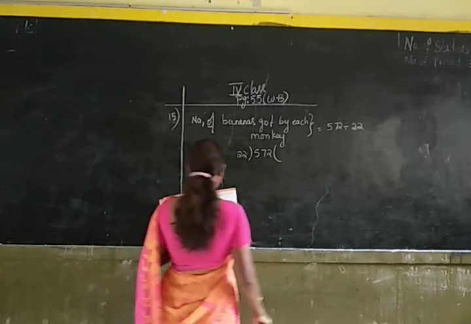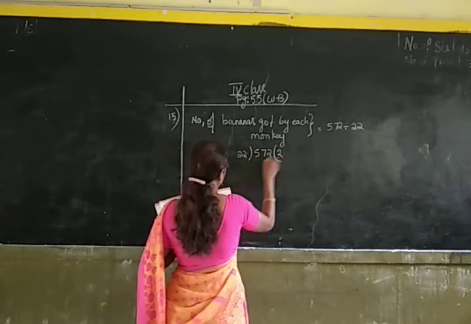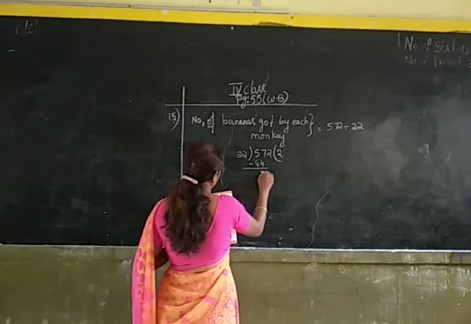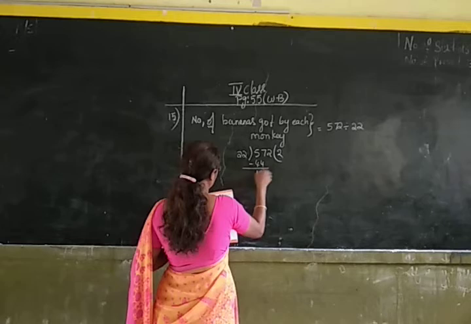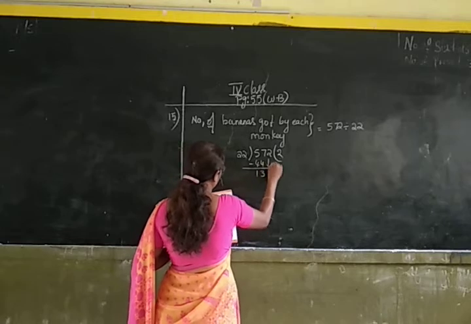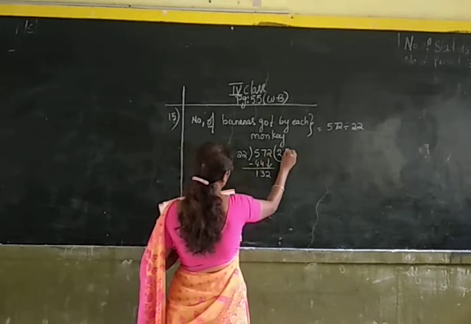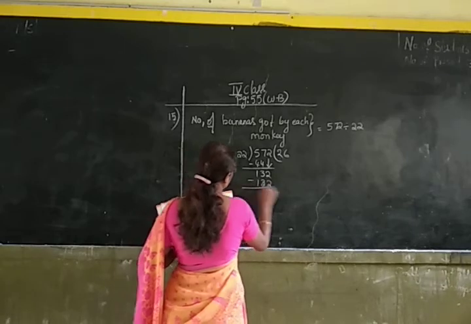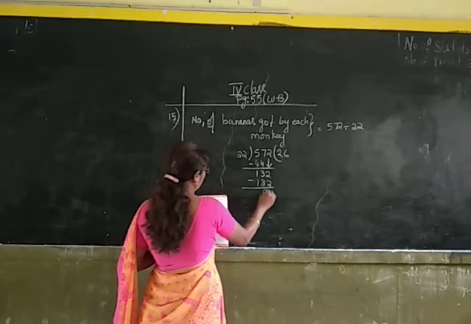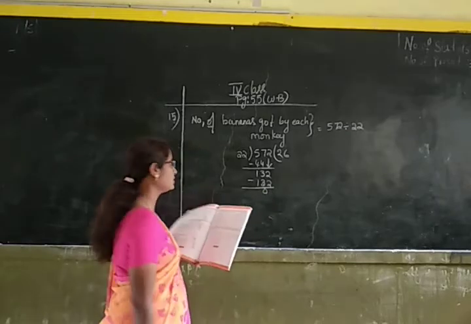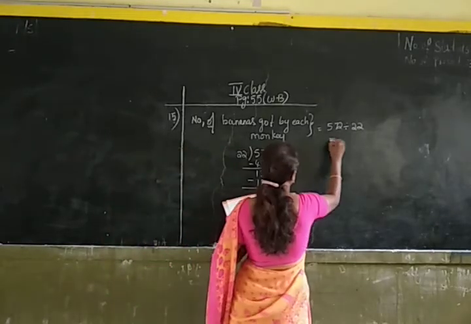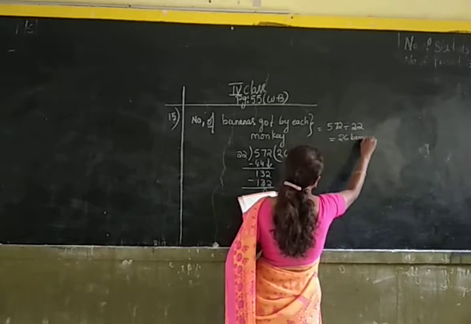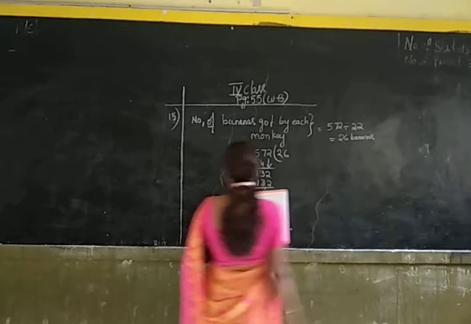So 22 goes in 57 2 times. 7 minus 4 is 3. 5 minus 4 is 1. Bring down 2. 22 goes 6 times in 132. 22 sixes are 132. 132 minus 132 is 0. So each monkey will get 26 bananas.